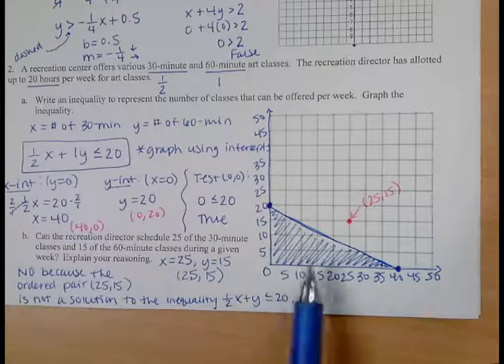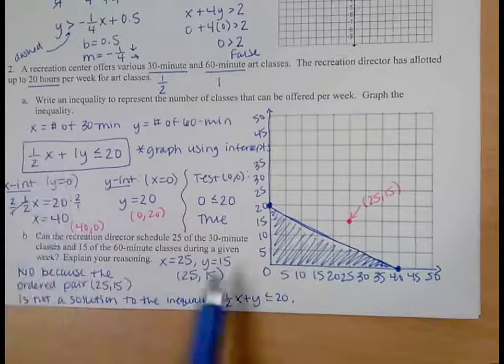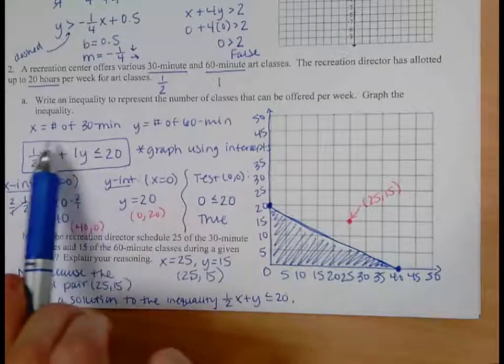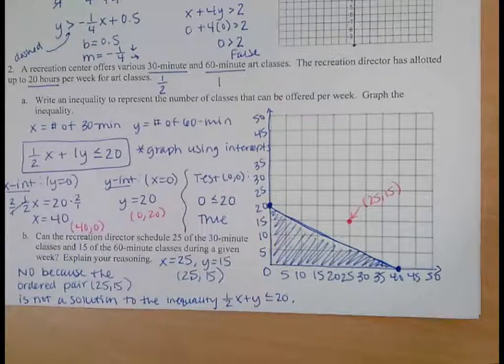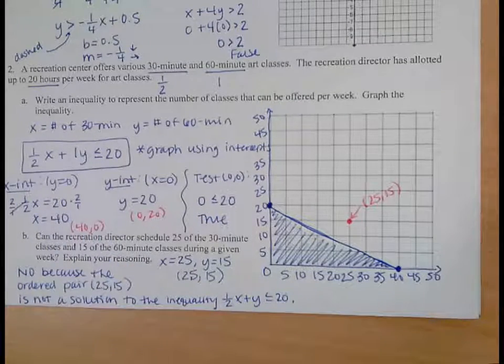Another way to actually check this without looking at the graph would be to substitute 25 in for x and 15 in for y, and then see if that inequality is true. It turns out this side would actually be greater than 20, so it wouldn't satisfy the inequality. So there's a couple of ways to check.